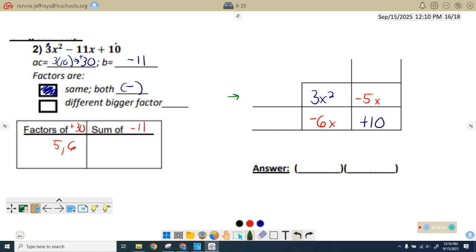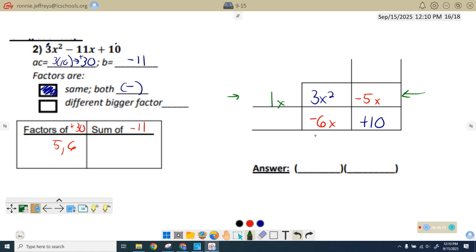All right. If we're going with this row right here, what's the only thing that we can take out of 3 and 5? 1. Okay. Now, what about our x's? X.